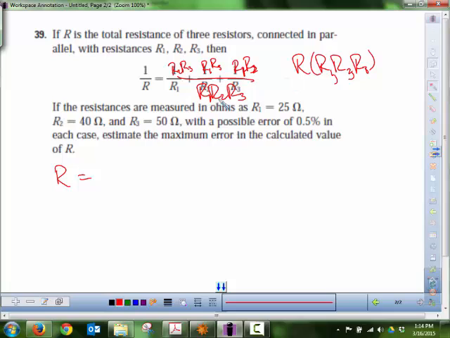And so if you combine this into one fraction, and now you can take the reciprocal of both sides, then your function really is R1 R2 R3 divided by all these combinations, R2 R3 plus R1 R3 plus R1 R2. And now this makes your derivative a lot more difficult.